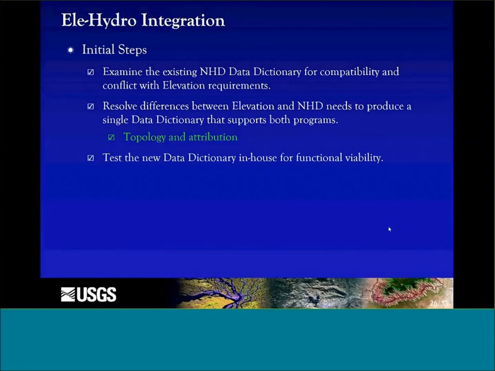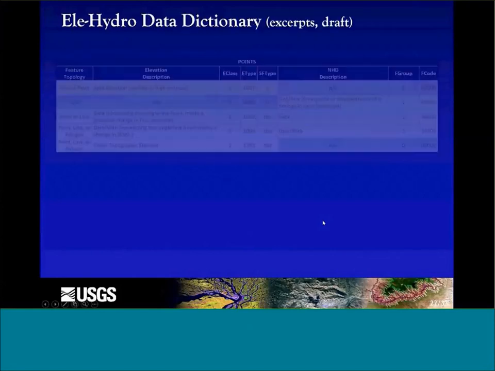Having done that, we need to test that data dictionary in-house to make sure that it's really doing what we want and producing the kind of data and the functionality and product generation that we're hoping for. These steps have all been completed. We've gotten past all of this. We think we have the data dictionary, I don't want to say finalized, but set well enough to actually start looking at some pilot projects, and we'll get to that.